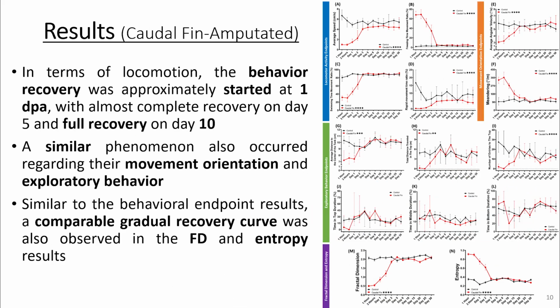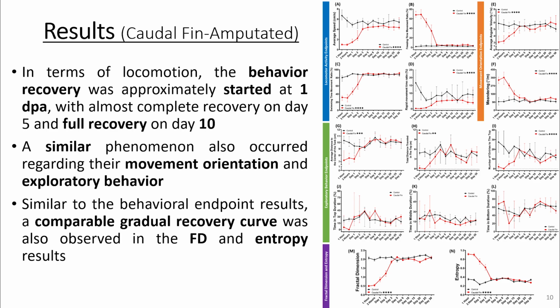Since the absence of a caudal fin was found to affect the zebrafish behaviors more severely than other fins even after 48 hours of recovery, it is intriguing to understand how early their behaviors are recovered after the amputation. Therefore, a periodic observation was conducted on the amputated zebrafish by the group 3D locomotor activity test. From the results, in terms of locomotion, the behavior recovery approximately started at 1 dpa, with almost complete recovery on day 5 and full recovery on day 10. Interestingly, a similar phenomenon also occurred regarding their movement orientation and exploratory behavior.